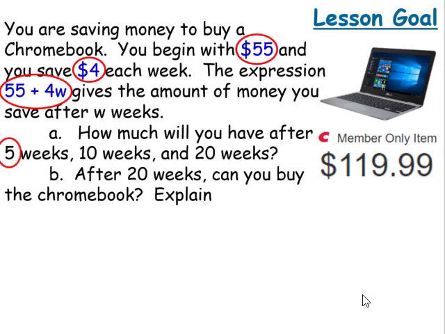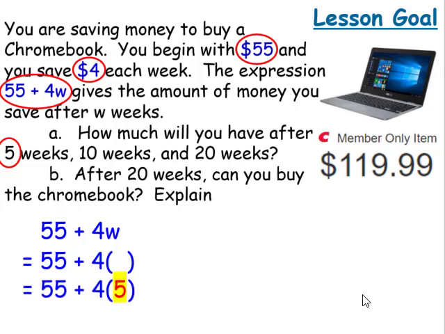When we take a look at the first problem, after 5 weeks, we're going to evaluate. That means to substitute that value in for a variable. In this case, it's W for the number of weeks. When we substitute, we like to use parentheses, and we're going to plug in the 5. Now we're going to use order of operations. We must multiply before we add. And then 55 plus 20 is 75.